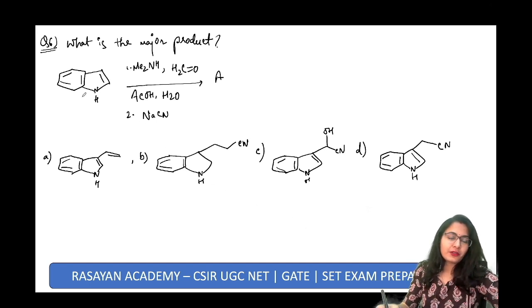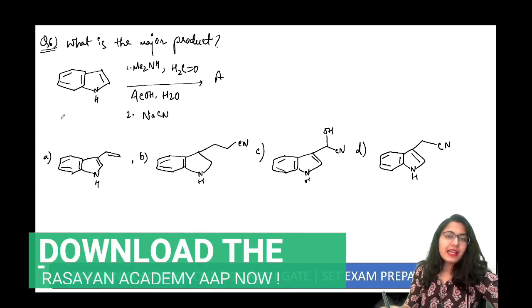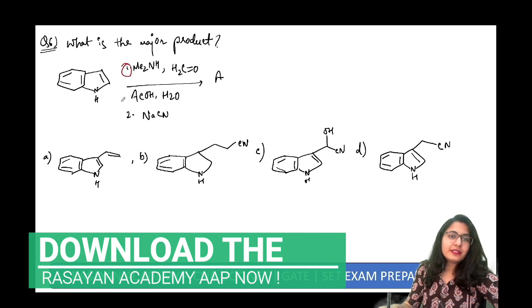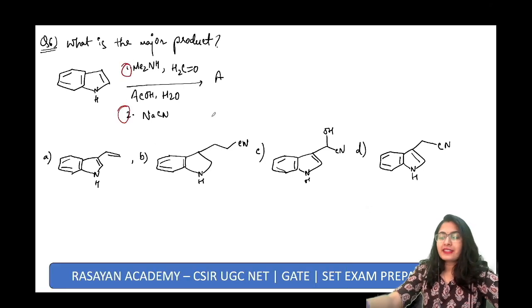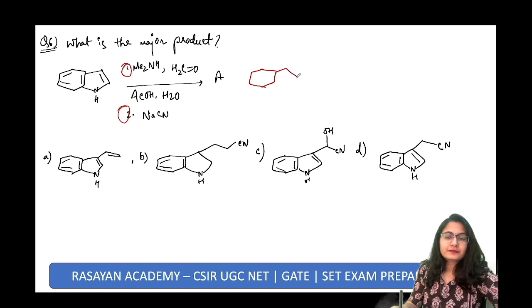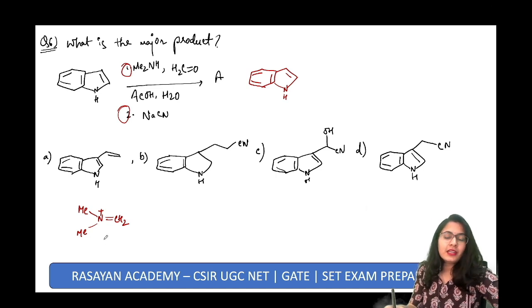What is the major product over here? Now this is an indole molecule, and let's see how these two reagents are going to react. Very, very simple question, too easy. So, you must be able to identify what is going on. You are having a secondary amine and you are having a formaldehyde. So this is absolutely going to form this kind of an iminium ion, which is also known as the Eschenmoser salt.